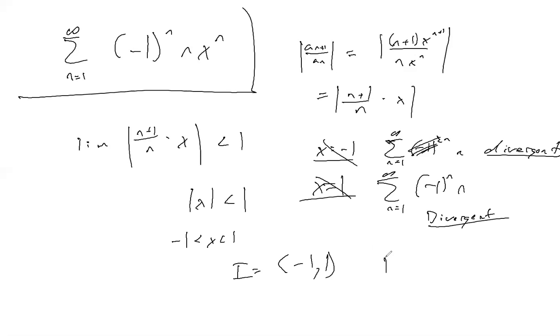And what's my radius of convergence? My radius of convergence is just half this length. This interval has length 2, so half of that would be 1. So my radius of convergence is 1.